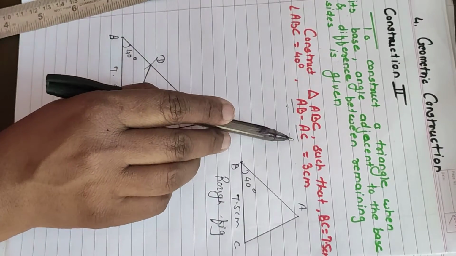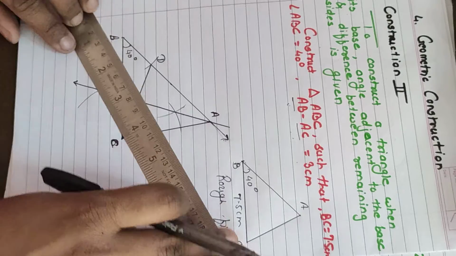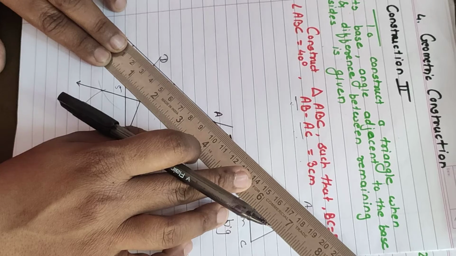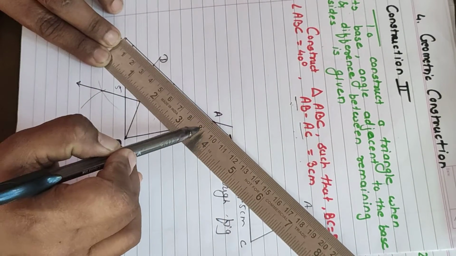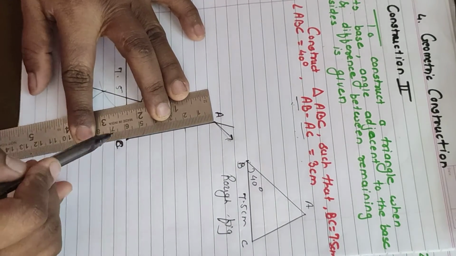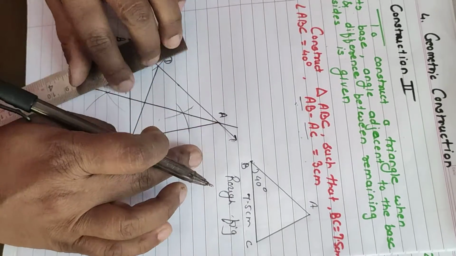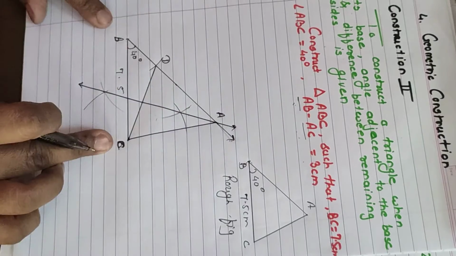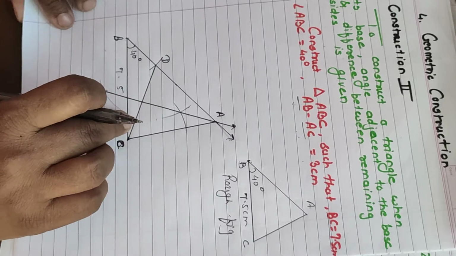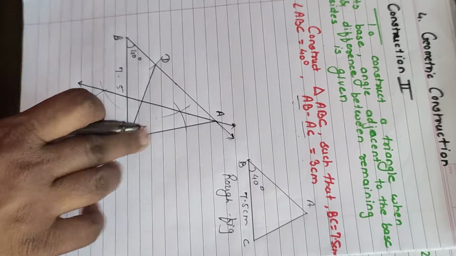If you see here AB minus AC, measure AB and AC and you will get the difference between them. AB is 9 centimeter, and AC is equal to 6 centimeter. And as you know, 9 minus 6 is equal to 3. So this is the construction of a triangle when its base, one of the base angles, and the difference between the sides is given. In this way we have to construct the triangle.